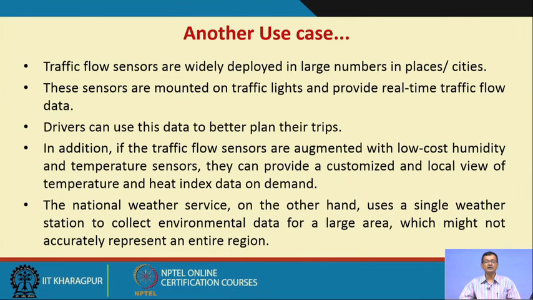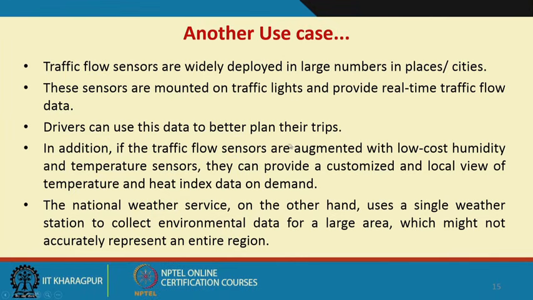You see that there is this amalgamation of information, and somebody taking a call from the sensor data. In addition, if the traffic flow sensors are augmented with low cost humidity and temperature sensors, they can also provide a customized local view of the temperature and heat index on demand, right. So, it also supports the meteorological department, which otherwise has a fixed number of sensors, right.